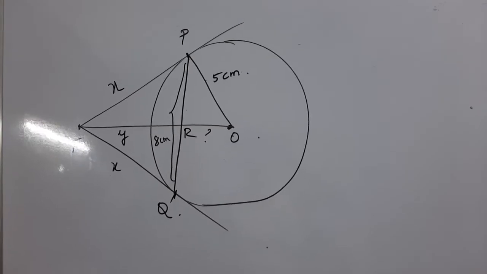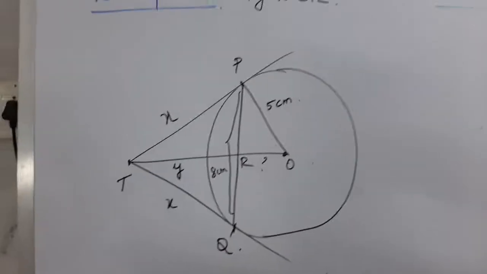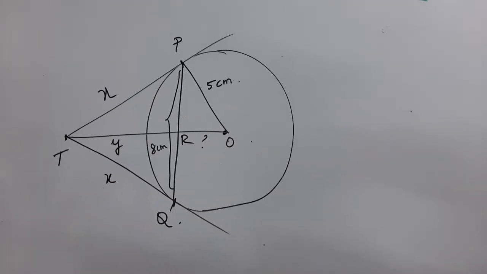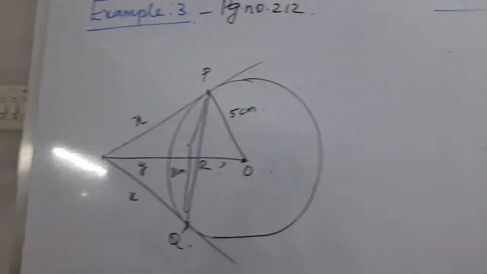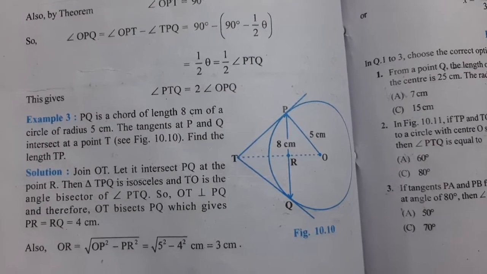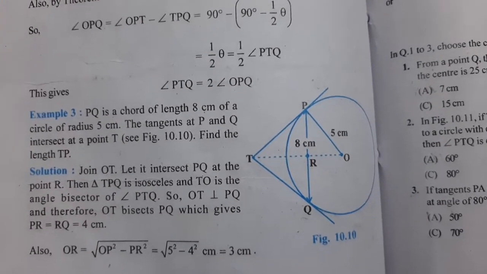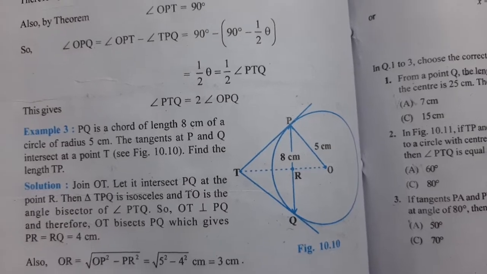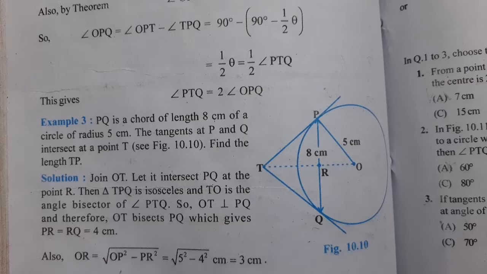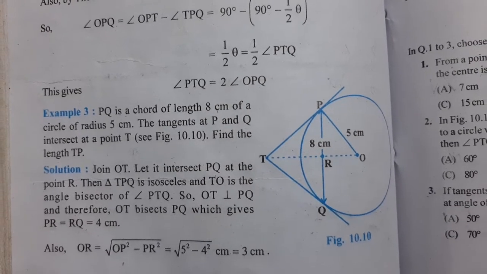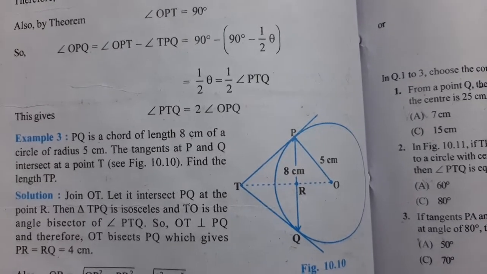For the past 3 years in the board question paper, they ask the same sum without changing the values of the radius and the chord. Let's see how to solve the sum. See the question. Diagram is also given. PQ is a chord of length 8 cm of a circle of radius 5 cm. The tangents at P and Q intersect at a point T. Find the length of TP. What does it mean? We need to find out the length of the tangent.